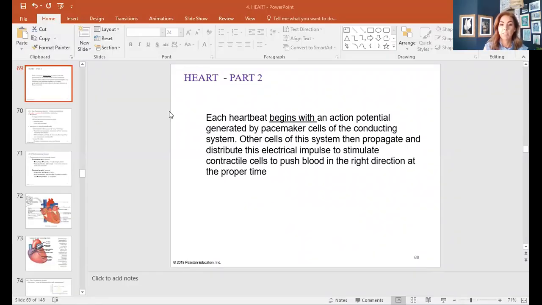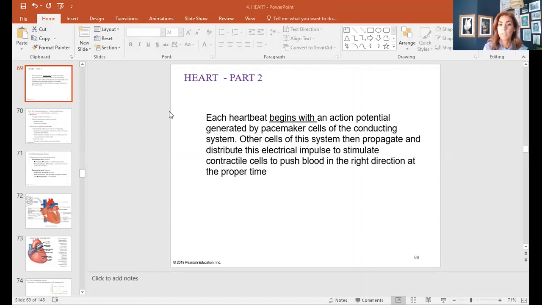So let me share my screen with you so that we can get to the PowerPoint. Okay, so today the big key thing we're going to be talking about is the action potential within the heart. We'll be talking about the conducting system. So really what you want to circle on this particular slide is electrical impulse. That's going to be the key for part 2 of this PowerPoint: understanding how the heart actually conducts electricity through the different structures. And then that electricity enables the mechanical events of contraction to actually occur.